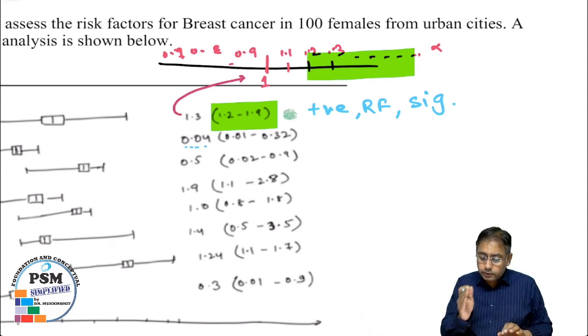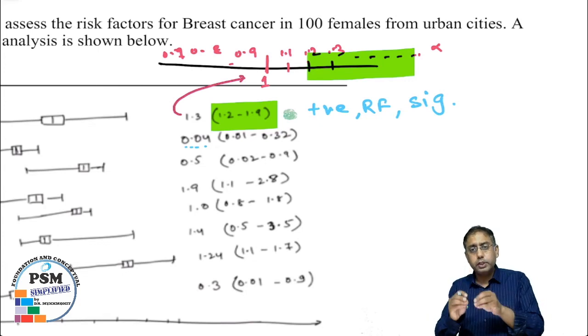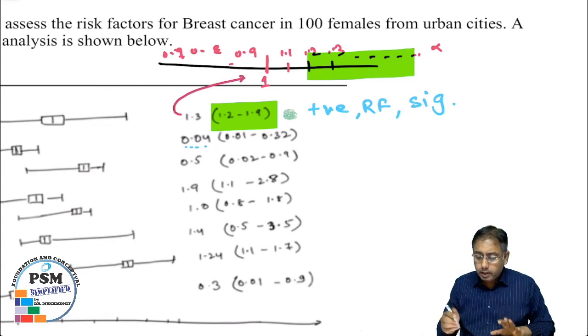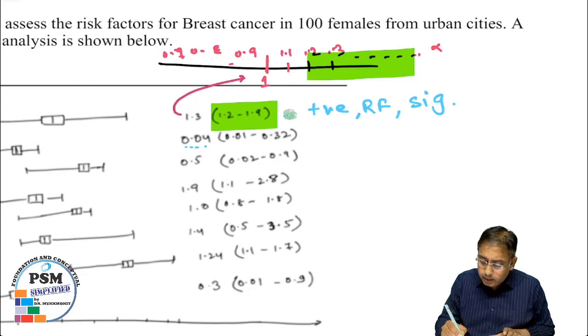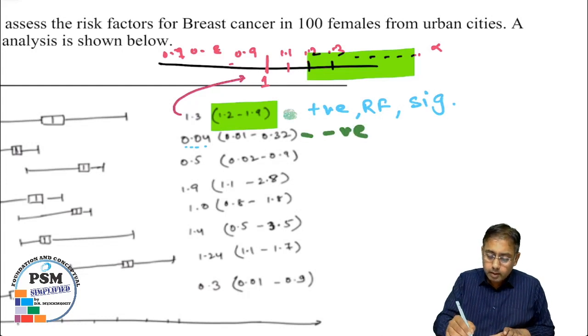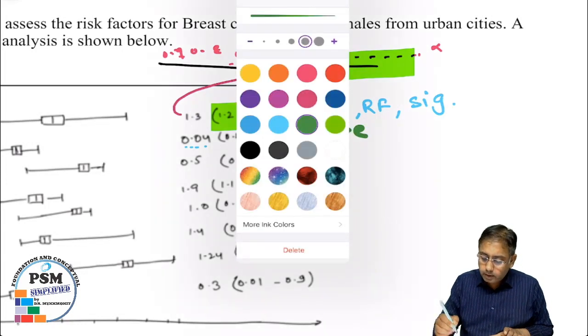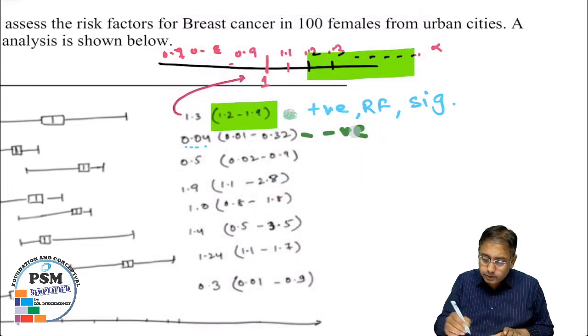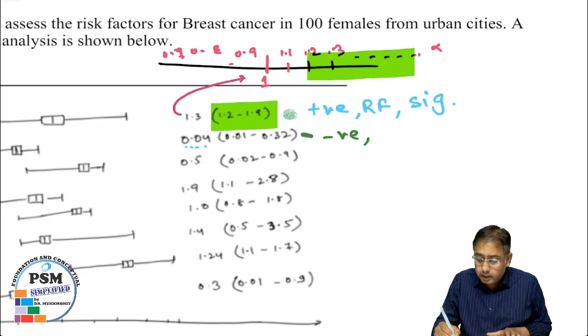0.04. It ranges from 0.01 to 0.32. It is all the time negative. The odds ratio, median odds ratio, is also negative. That means what? This is a negative risk factor. It is not a risk factor, it is a protective factor.